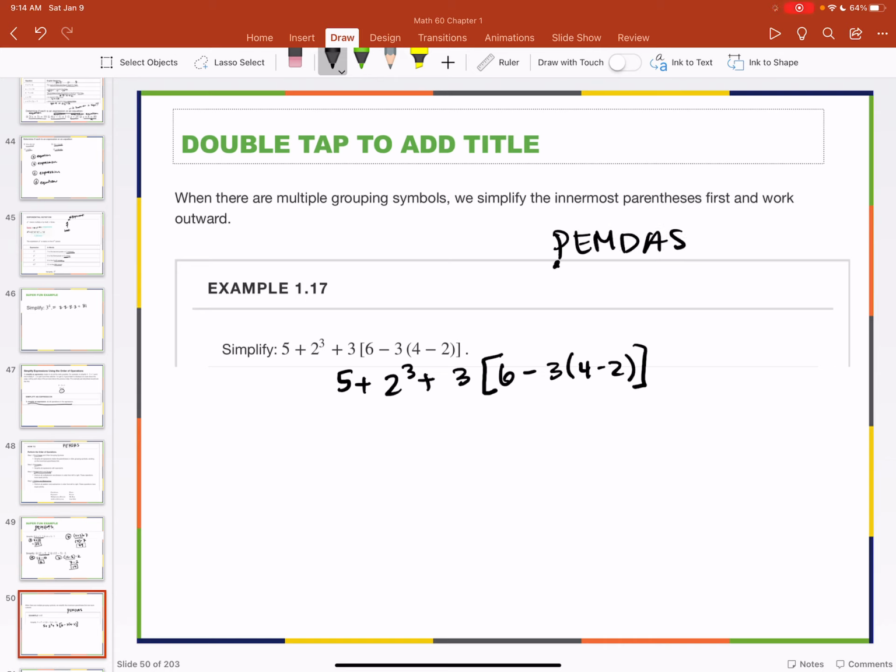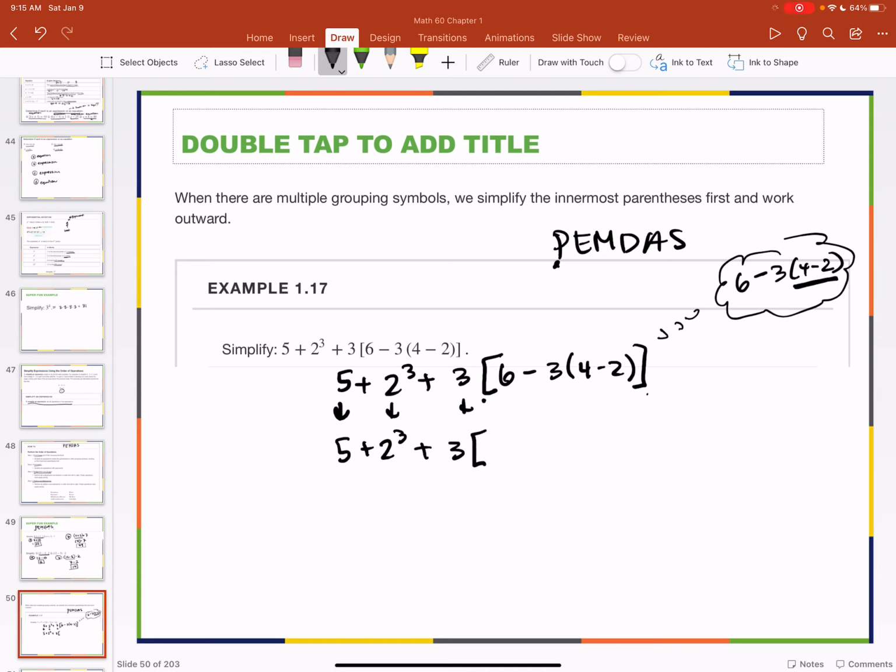PEMDAS, parentheses first. I noticed these, but inside of these, it's like another tiny mini problem. So when you see this, you go, okay, this is 6 minus 3 times 4 minus 2. So what do I do first? I'm going to do this parenthesis first. So you look inside the brackets. That's a new little mini problem. So what I recommend is write everything else out that you're not going to work on, exactly the way it is.